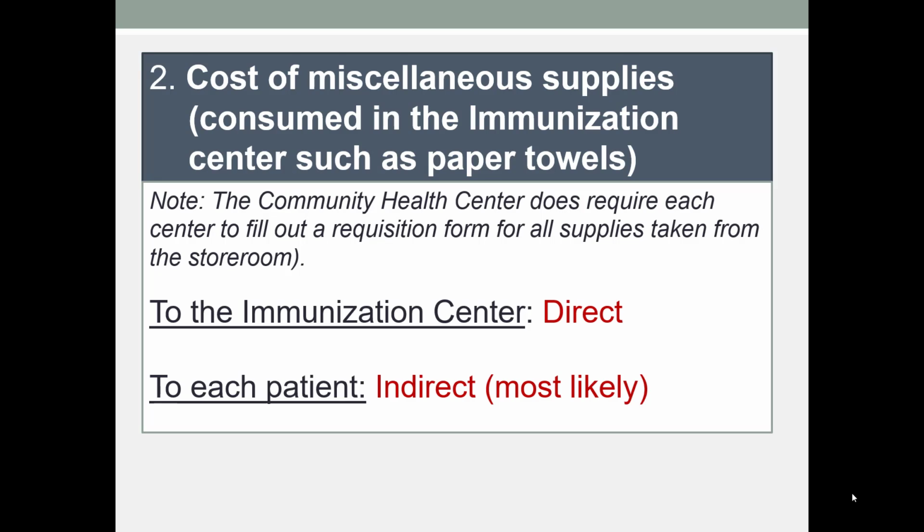Now clearly you could trace 1 Band-Aid per immunization, 1 cotton ball per patient, but in all likelihood, even if you can trace that, it is not worth doing because it doesn't provide enough useful information. So in all likelihood, it would be classified as indirect to the patient.